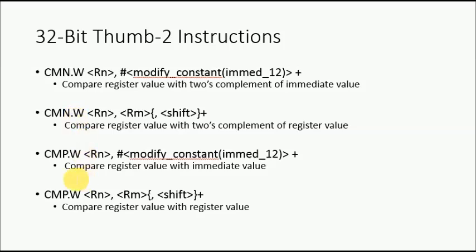CMP.W Rn, #modify constant immediate bit. Now this is a simple compare operation. In this compare operation, the immediate data is compared with the value present in Rn, and the flags are affected. CMP compare instruction .W Rn, Rm, shift. So first the content of Rm is shifted, as specified here, to the left, and then it is compared with the register Rn, and the result will affect the flags.